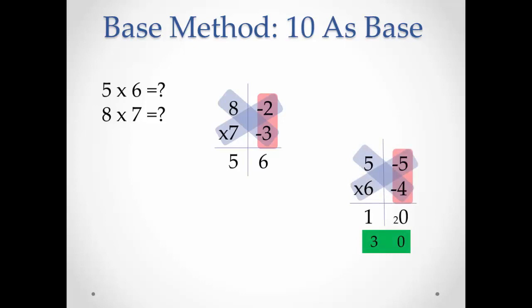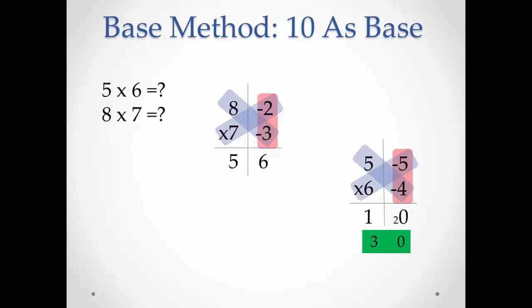Similarly for the next one, 5 times 6. 5 is 5 less than 10 and 6 is 4 less than 10. So we'll do cross subtraction. 6 minus 5 is 1, and minus 5 times minus 4 is 20. Now friends, we know that 5 times 6 is 30, but in our case, in base method multiplication, we are getting 120 as our answer, and we know that this is indeed the wrong answer.